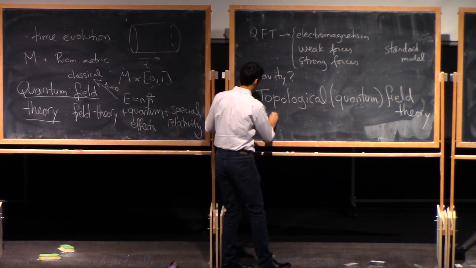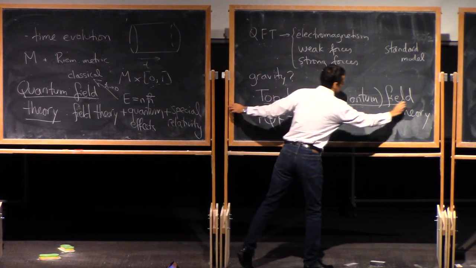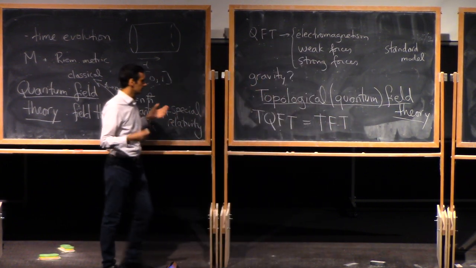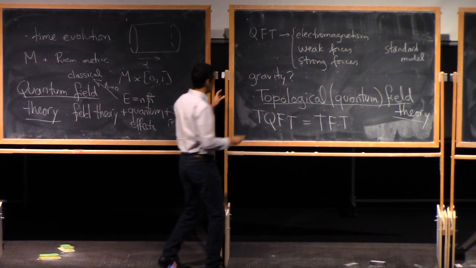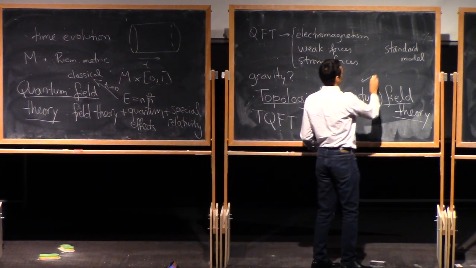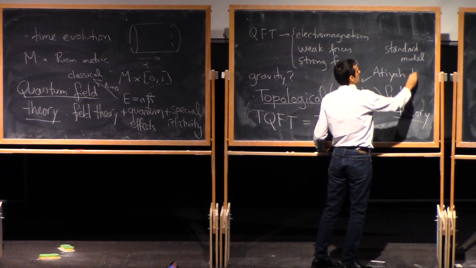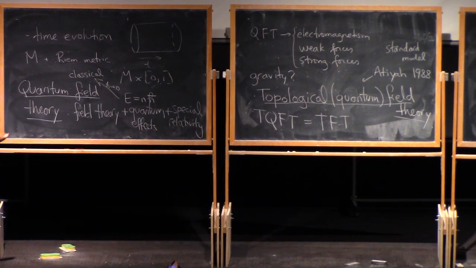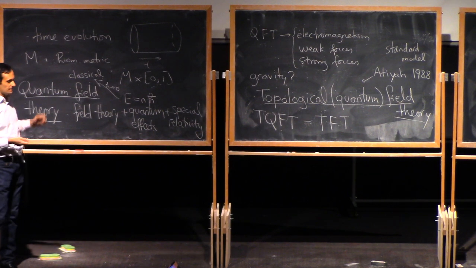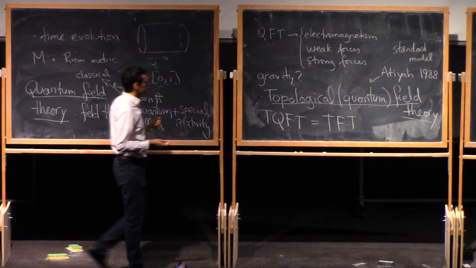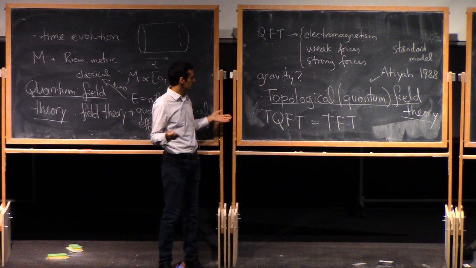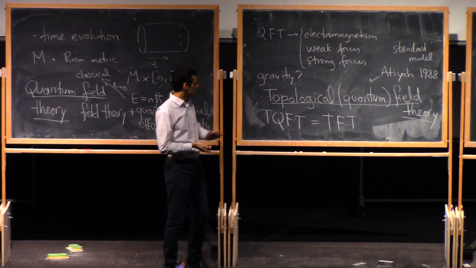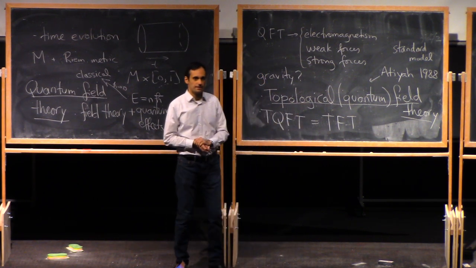So TQFT. And some people call this just topological field theory. In fact, this is a mathematical concept. It was introduced by Atiyah in 1988. And I think Jake Rasmussen talked about TQFTs last week, and you're going to see them again in the other lecture series as well. There's nothing quantum in the definition. I think they were called TQFTs because they came from quantum field theories, but the definition doesn't refer to quantum, so some people just call them topological field theories.